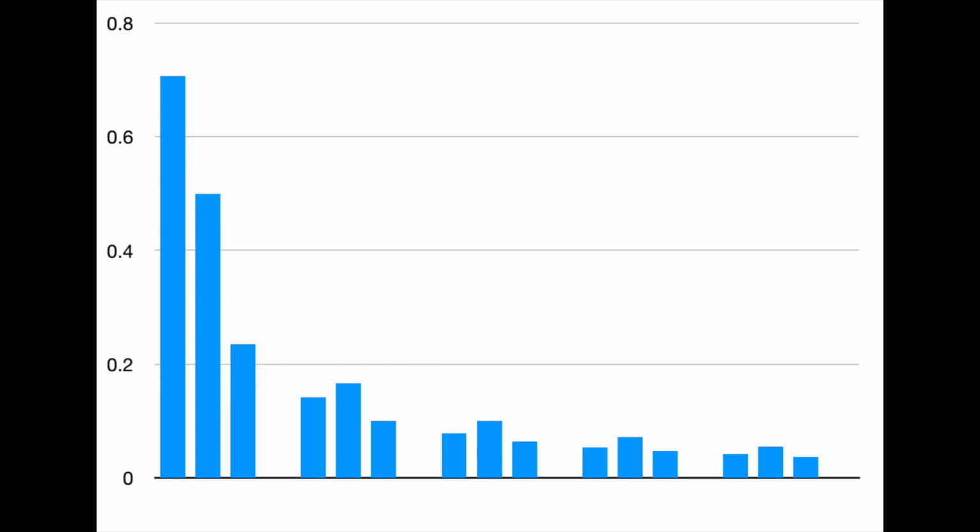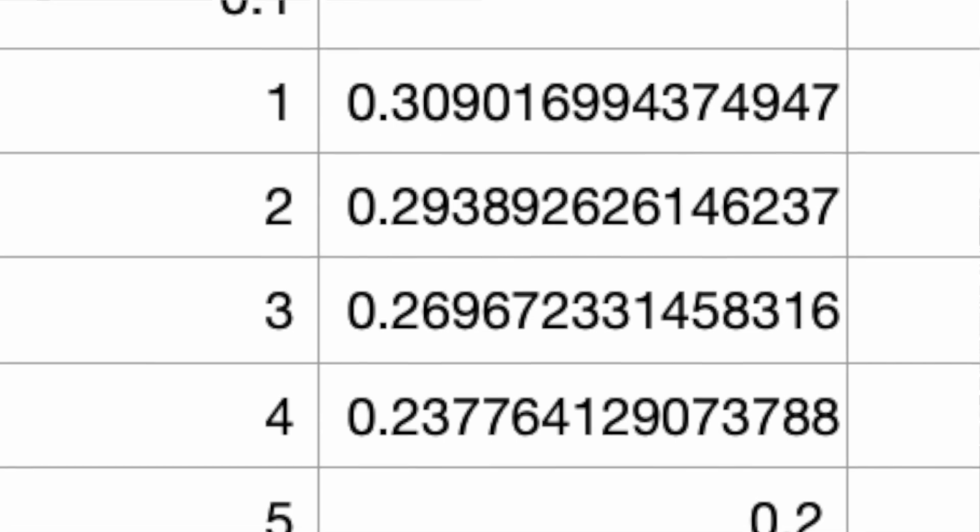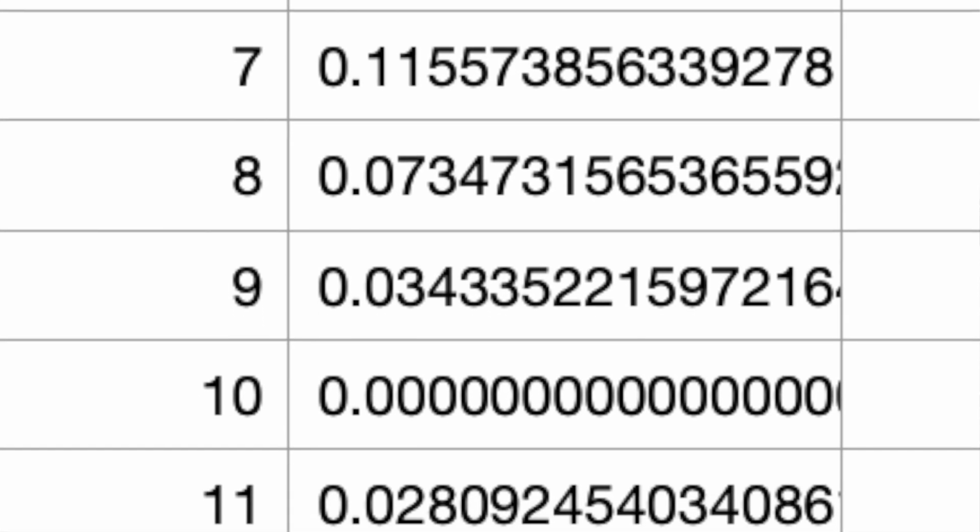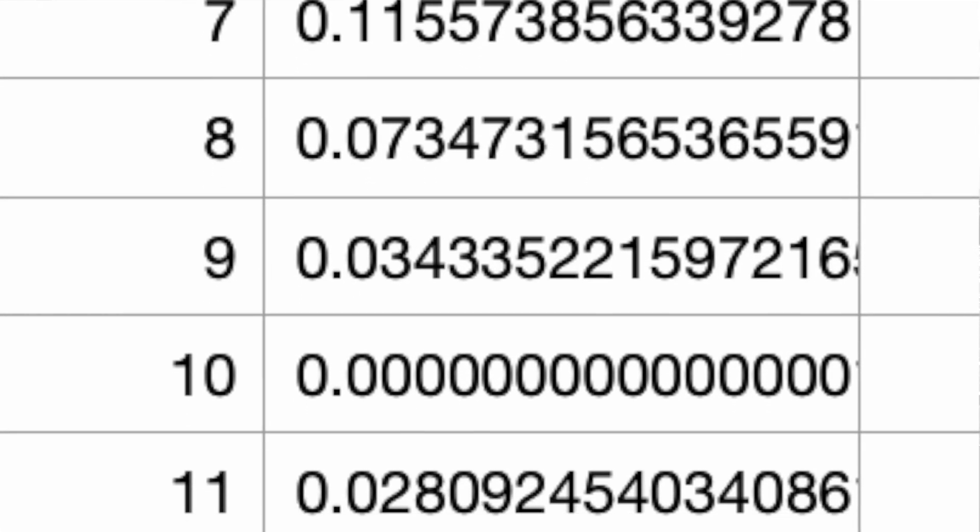If you have a 10% duty cycle square wave, then the 10th harmonic is 0, and the 20th harmonic is 0, and the 30th harmonic is 0. If you have a 90% duty cycle square wave, then the 10th harmonic is 0, and the 20th harmonic is 0, and the 30th harmonic is 0. It's a really cool thing.